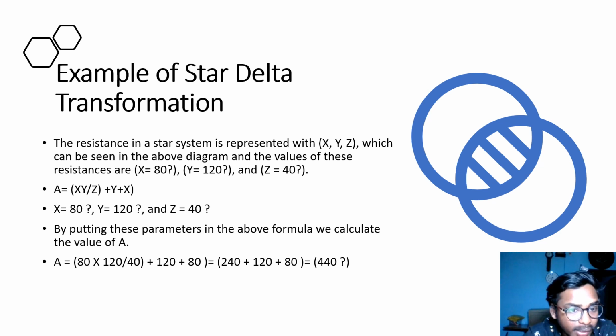A equals XY by (Z plus Y plus X), where X equals 80, Y equals 120 and Z equals 40. By putting these parameters in the above formula, we calculate the value of A. A equals 80 into 120 by (40 plus 120 plus 80) equals 9600 by 240, which is 40... as given, A equals 240 plus 120 plus 80 equals 440.